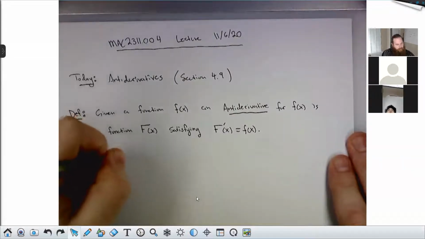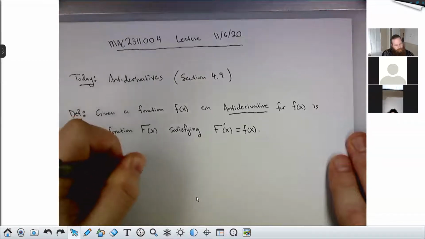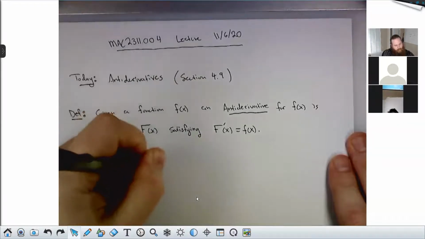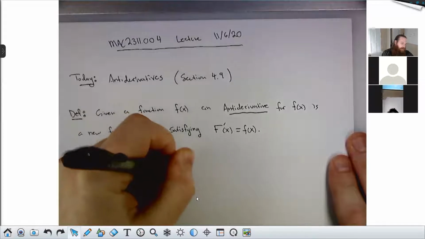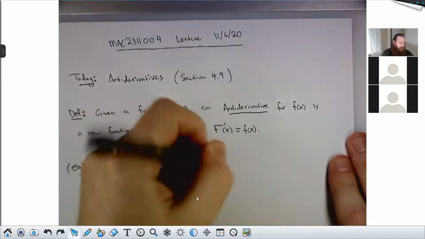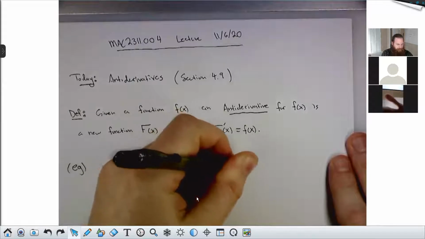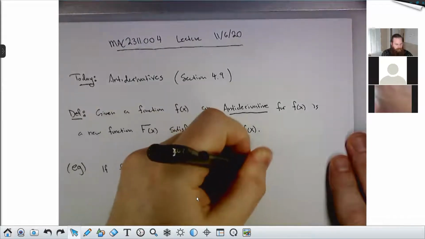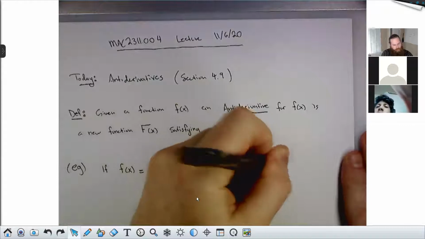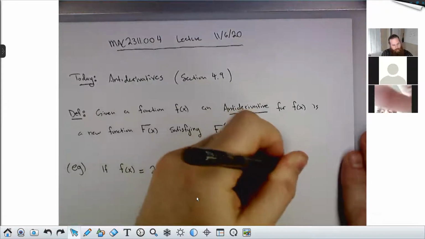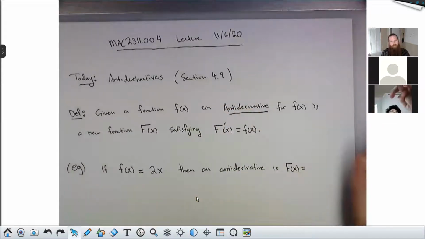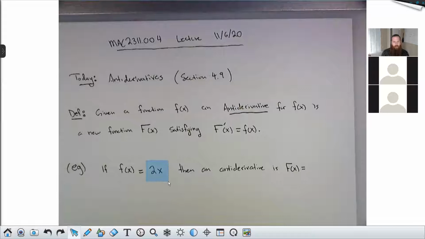If little f of x is 2x, then an antiderivative is capital F of x equals, well, who differentiates to 2x? What function can you take the derivative of and get 2x? Yeah, x squared.